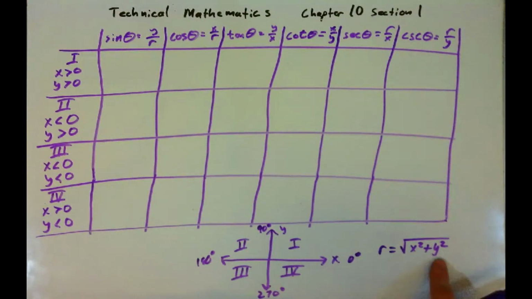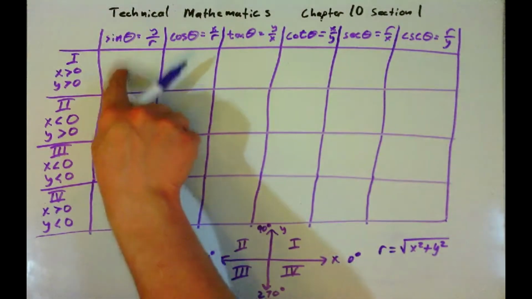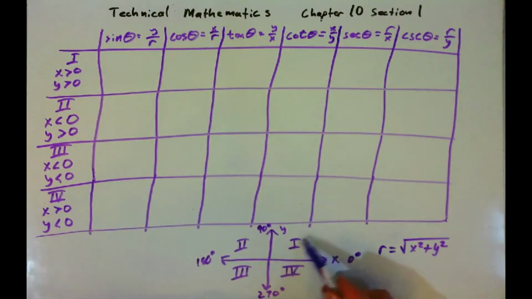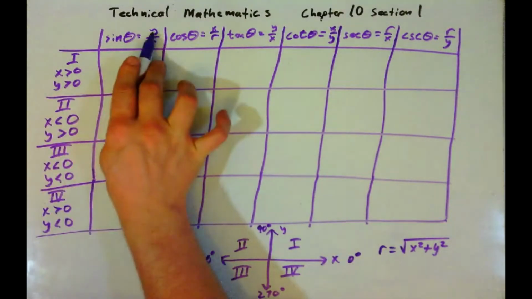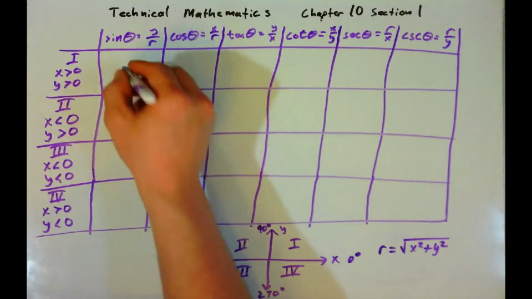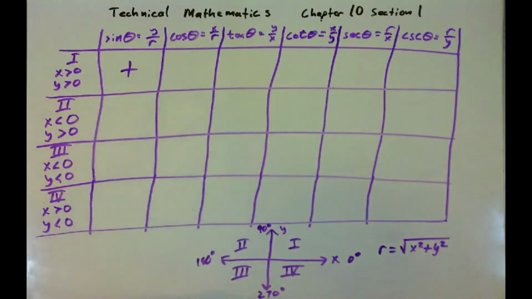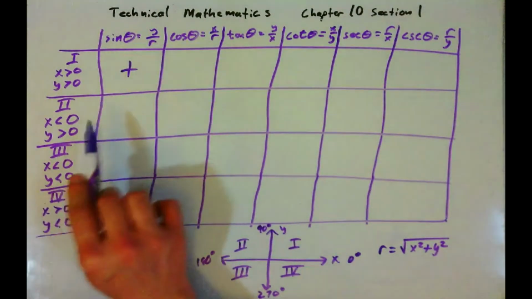Even if x and y were both negative, when I square them, I get positives. I add them together, I get a positive, and when I take the square root, I get a positive. So r is always positive. So in the first quadrant, if we had an angle in the first quadrant, if y is positive, and r is always positive, the sine in the first quadrant will give us a positive number.